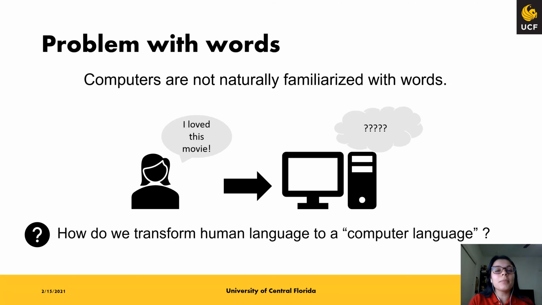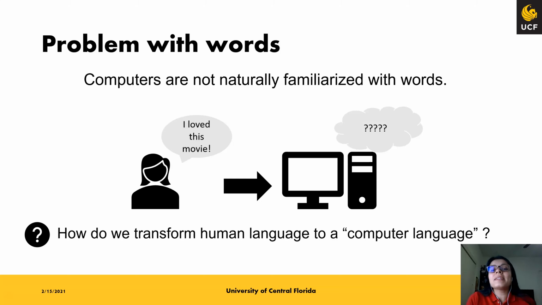So what is the problem with words? It seems to work fine when I type my text in my computer or when I talk to Siri or Alexa. They seem to understand what I'm saying. But computers are not naturally familiarized with words, and that means that they do not understand them the same way that we do. For Alexa and Siri to understand what we are saying, there is a lot of technology behind it.